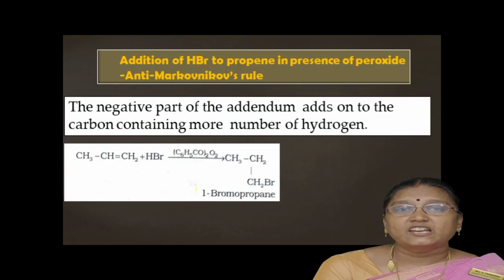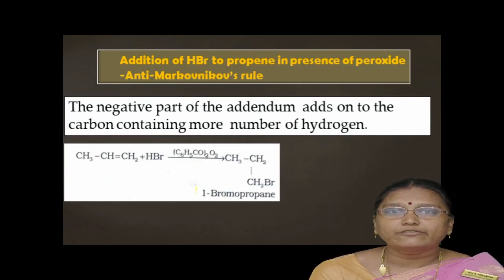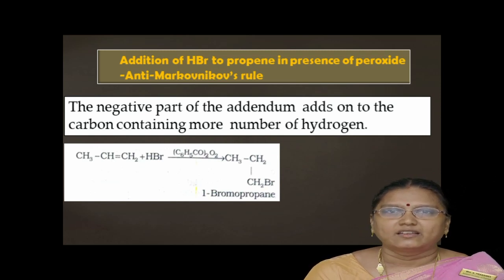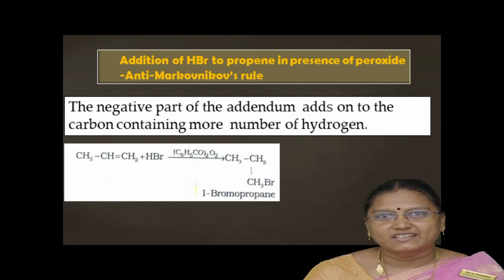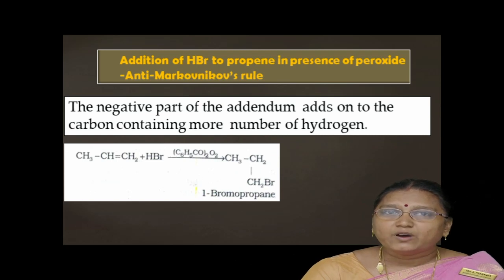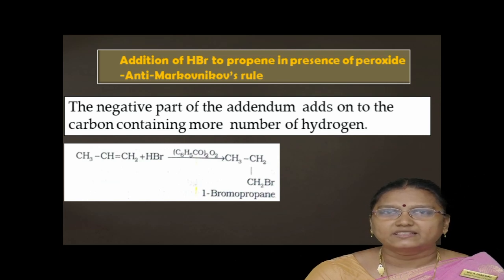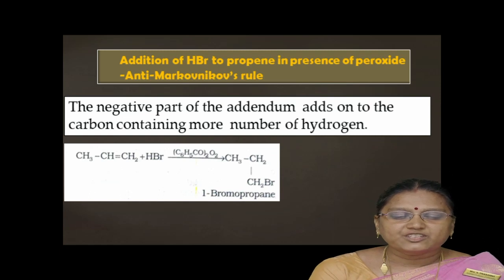So next let me point out the anti-Markovnikov's rule. If this addition reaction of HBr on the unsymmetrical alkene takes place in presence of peroxide, the addition is reversed. That is, it's just opposite to that of the Markovnikov's rule. That is, the negative part of the addendum adds on to the carbon with more number of hydrogens. This is the statement for the anti-Markovnikov rule. This rule is also known as the peroxide effect. Here is the equation which represents this.